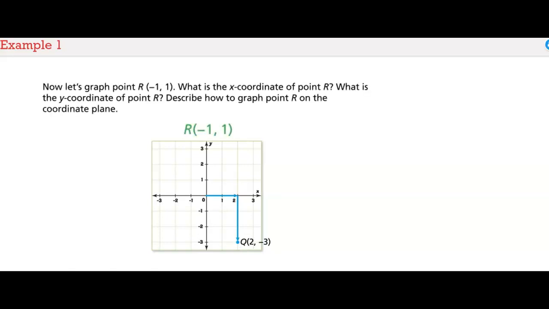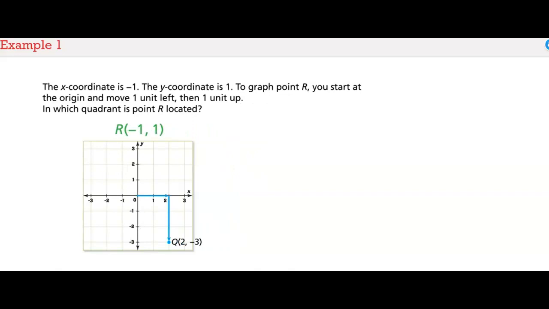Now let's graph point R (-1, 1). What is the x-coordinate of point R? What is the y-coordinate of point R? Describe how to graph point R on the coordinate plane. The x-coordinate is -1. The y-coordinate is 1. To graph point R, you start at the origin and move 1 unit left, then 1 unit up.